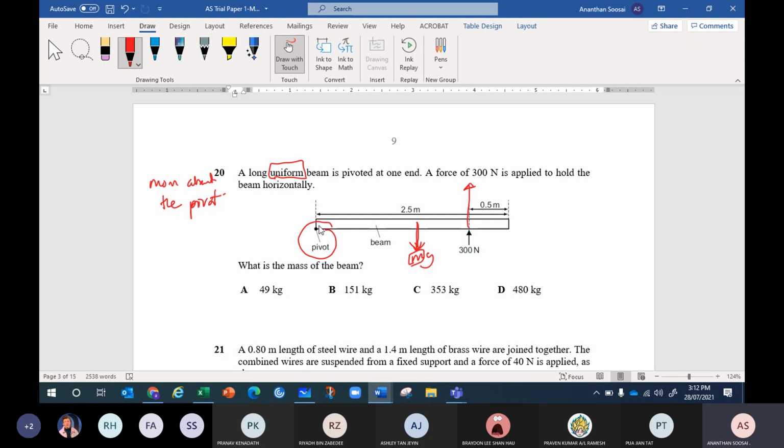I told you this many times. The pivot will have a force, but that unknown force you need not care about, because we're taking moment about the pivot. So that force will disappear and won't form in the equation.